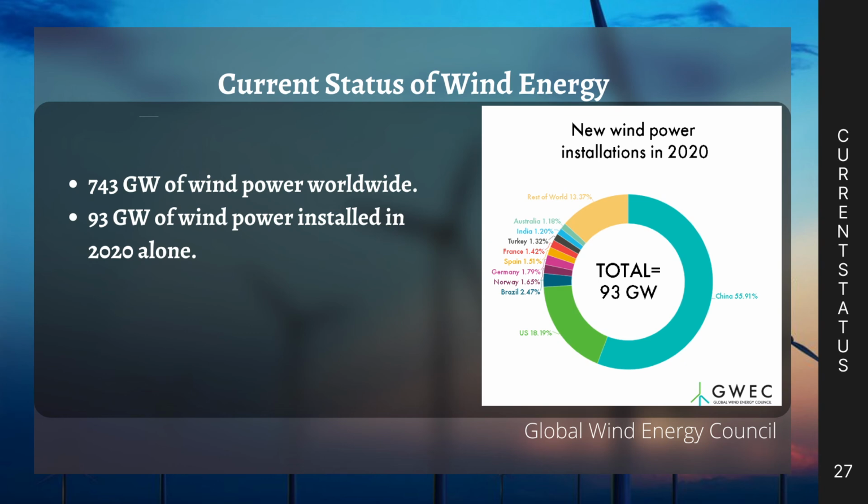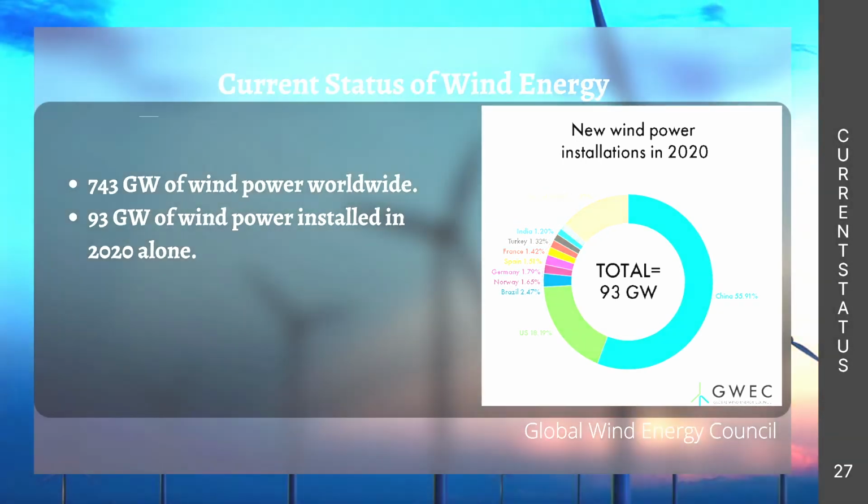US and China played a big part in installing new wind energy, having installed 18.19% and 55.91% of wind turbines respectively.